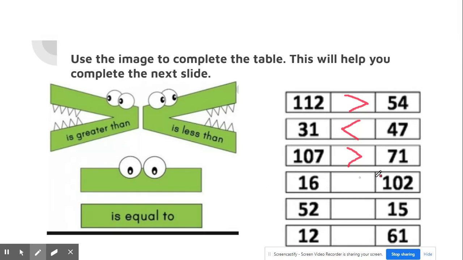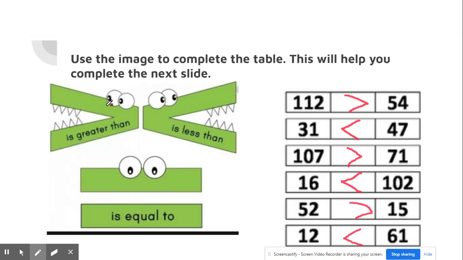Okay, so 16 and 102. We should know that a 2-digit number, once again, is smaller than a 3-digit number. So I am going to place my symbol that way. So now it reads 16 is less than 102. My great big opening is towards the bigger number, excuse me. So I have 2-digit numbers here, 2 of them. So I have to look at the tens place. I know that 5 is greater than 1, so 52 is greater than 15. And last but not least, I know that 12 is less than 61.